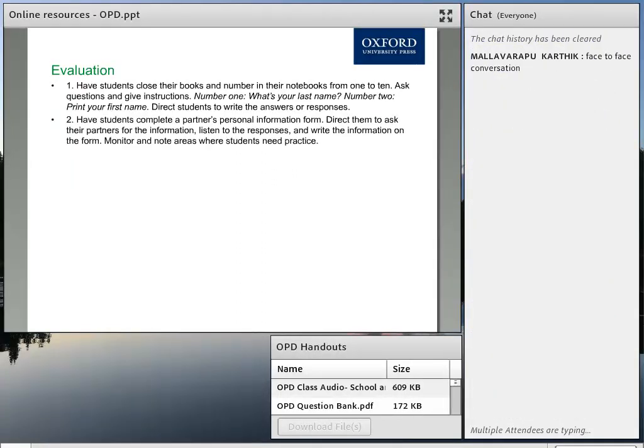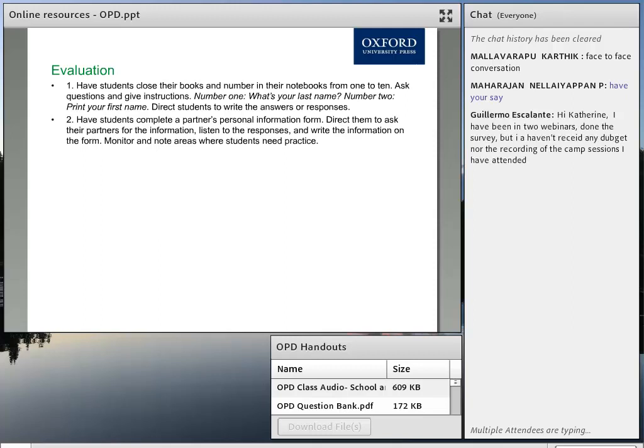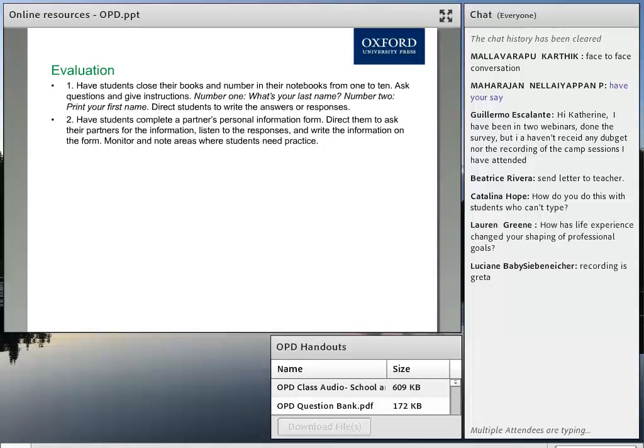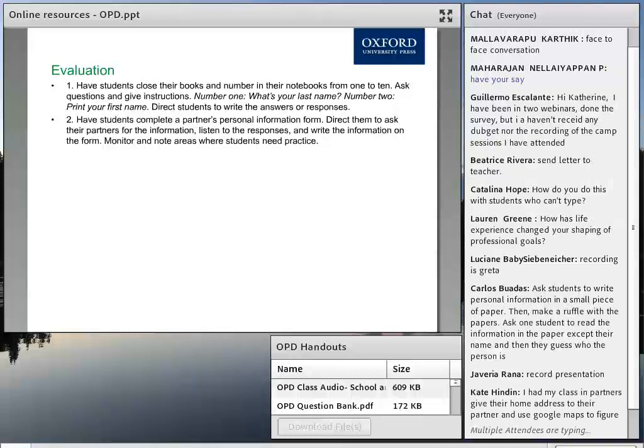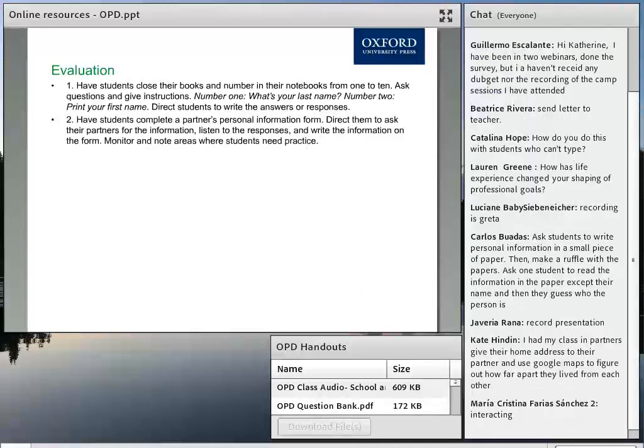Okay. So for the other piece in the evaluation piece, that's kind of what one of the suggestions was. Have students complete a partner's personal information form. Direct them to ask their partners for the information. Listen to the responses and write the information on the form. Monitor and note areas where students need practice.